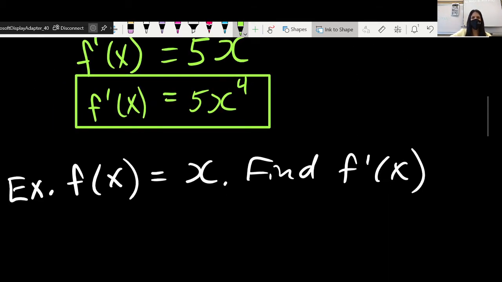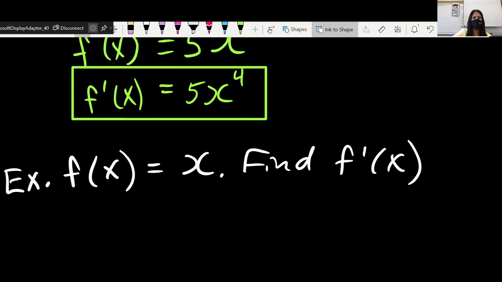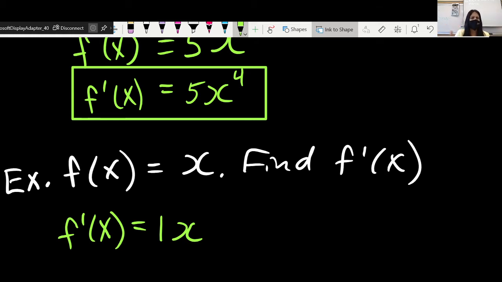Okay, next one. What if we just have f of x equals x, and we want f prime of x? What is the derivative when there's no exponent written there? Well, which exponent is actually there, even though it's not written there? It's actually x to the 1. So we could go through and do the same thing where we have a 1 in front, which feels ridiculous because we don't normally write that. But at the top, it would be like saying 1 minus 1. Do we get that? So we're still doing the same thing in the power rule.